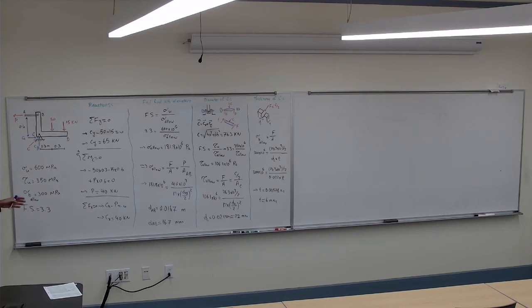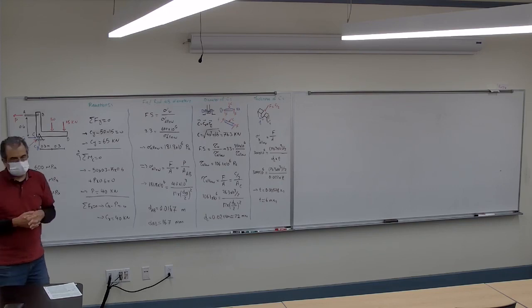Again, look at here, that 3.3 is very large safety factor, because we're almost losing 2/3 of our strength.